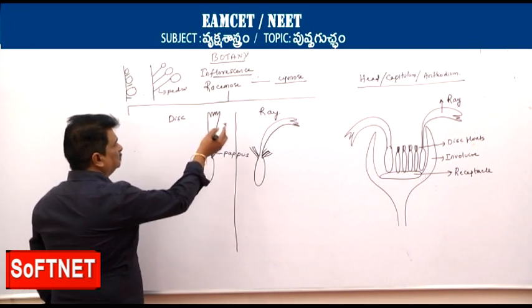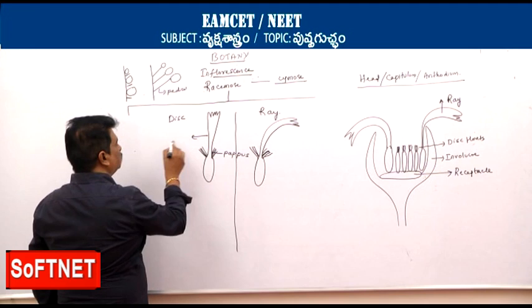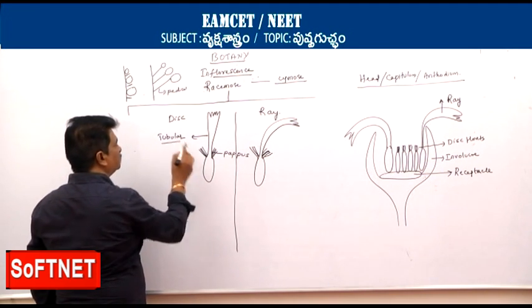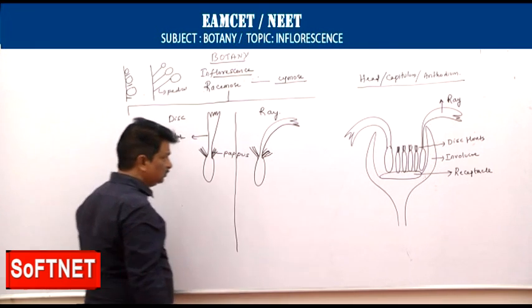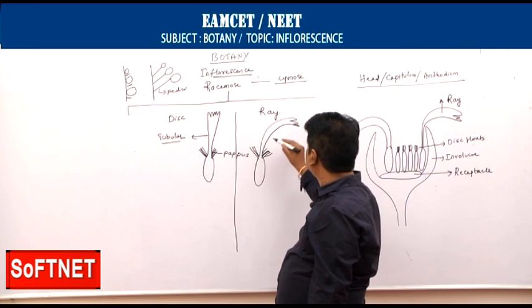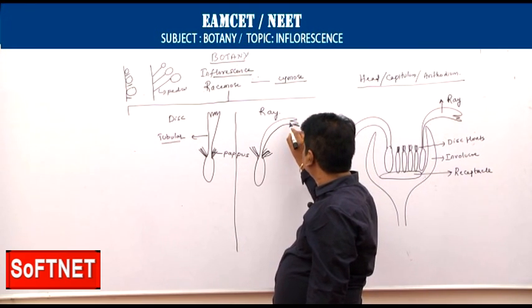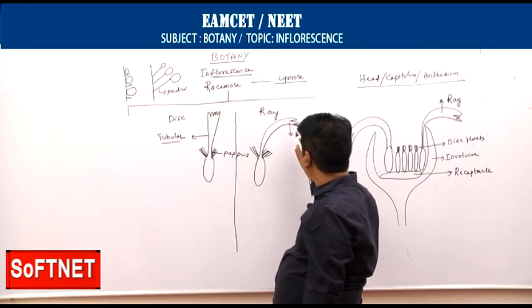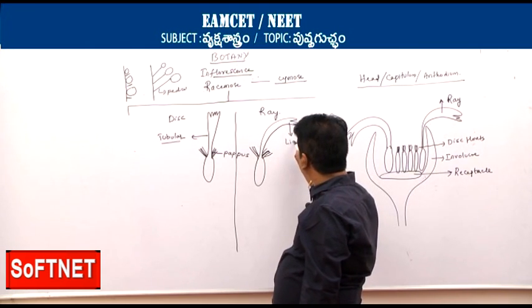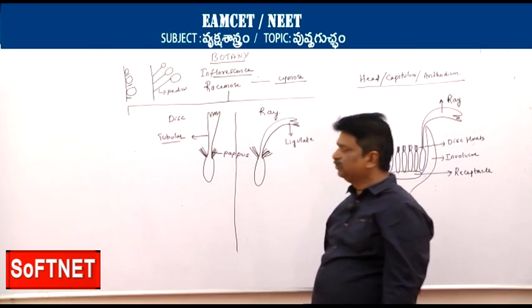Second one, corolla. In disc florets, there are 5 petals. Those 5 petals fuse to form a tubular corolla. In ray florets, among 5 petals, 2 are reduced, 3 normal. These petals fuse to form a tongue shaped, called ligulate corolla.